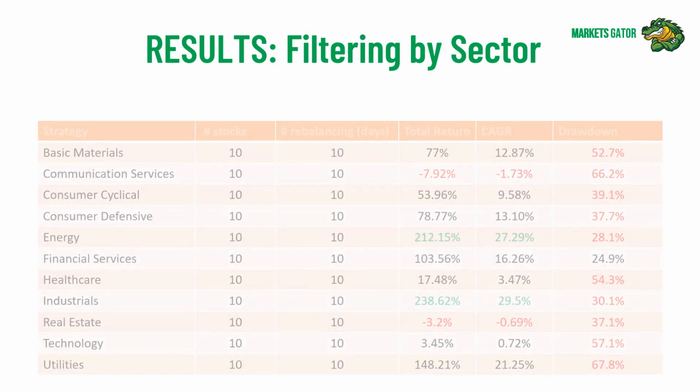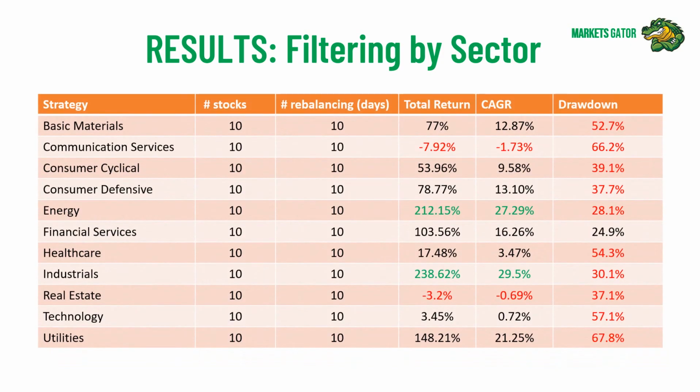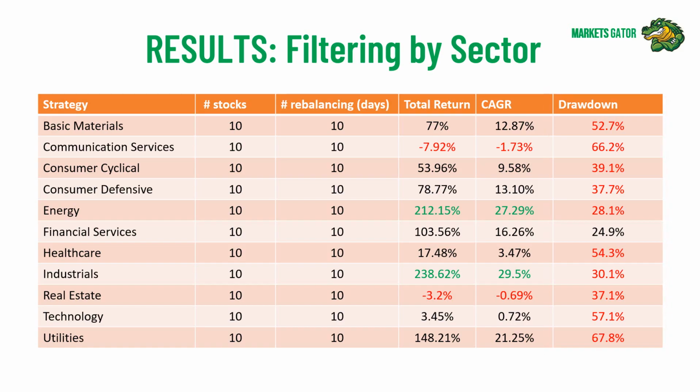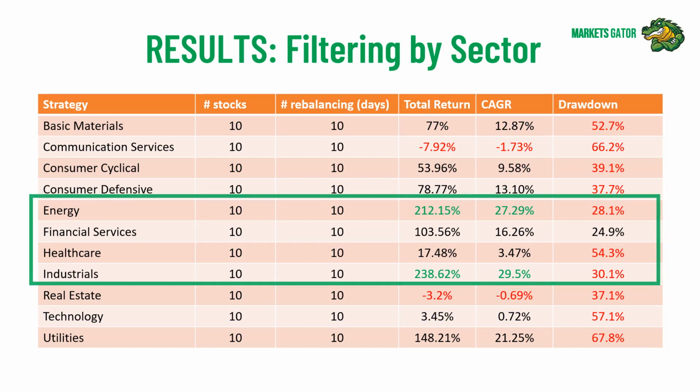And here is the table with results for each sector. From the very beginning, I see that none of these sectors can beat the baseline in terms of drawdown. As you can see, when we're selecting stocks only for specific sector, the drawdown is always bigger than for baseline strategy, which is 24%. Also, there are only 2 sectors where we see higher annualized returns. These are energy and industrials.